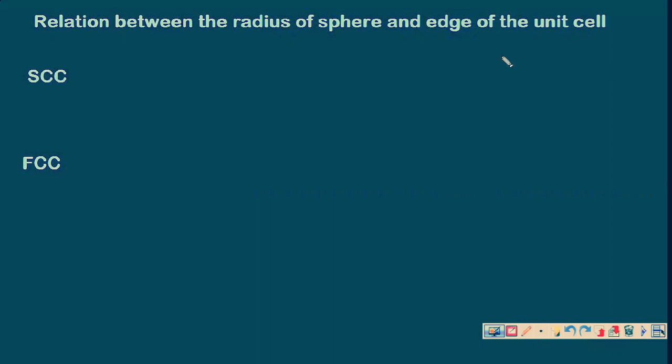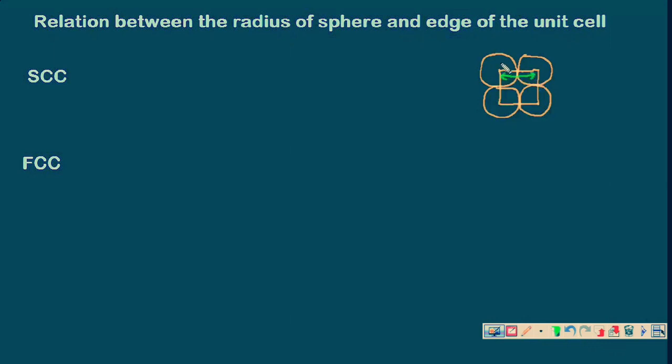In the case of a simple cubic cell, the particles are present only at the corners of the unit cell, like this. If you have to make a unit cell from these particles, look at the face of the unit cell. This is the face of the unit cell, and you will find the edge of the unit cell. This is the edge of the unit cell.